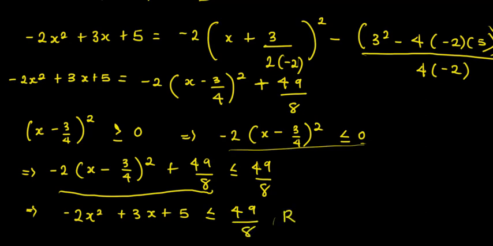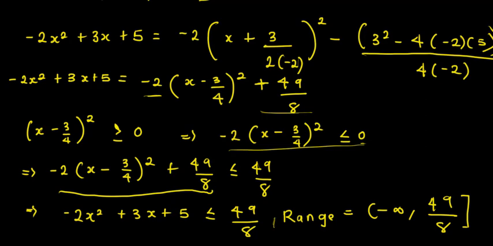So basically our range is going to be from negative infinity to 49 over 8. So that is our range. You can see that you just need to know how to use the inequality. It all starts from the square of any real number being greater than or equal to 0. Then when you multiply it by the constant here, if it's positive, the sign remains the same. If it's negative, it changes. And then you add your constant here. And then you've already found your range.